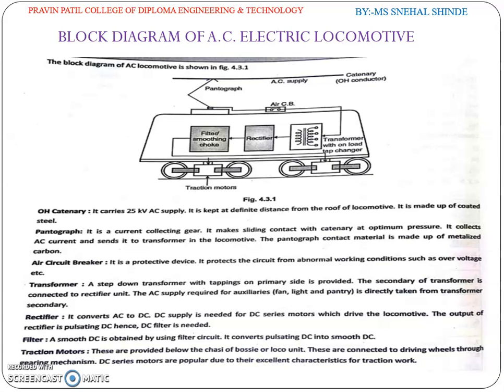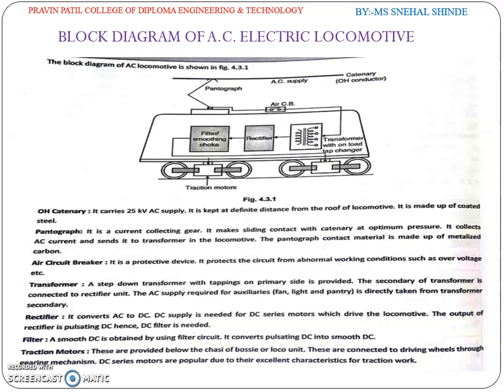Next is the rectifier. It converts AC to DC. DC supply is needed for the DC series motor, which drives the locomotive. The output of the rectifier is pulsating DC. Hence, a DC filter is needed. Filter: a smooth DC is obtained by using a filter circuit. It converts pulsating DC into smooth DC.